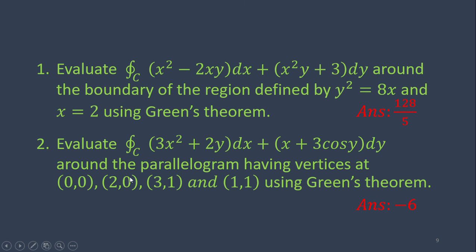There are two questions for you. You have to solve them yourself. Question number 1: Evaluate the line integral of (x square minus 2xy) dx plus (x square y plus 3) dy around the boundary of the region defined by y square equals 8x and x equals 2 using Green's theorem. Question number 2: Evaluate the line integral of (3x square plus 2y) dx plus (x plus 3 cos y) dy around the parallelogram having vertices at (0, 0), (2, 0), (3, 1) and (1, 1) using Green's theorem.